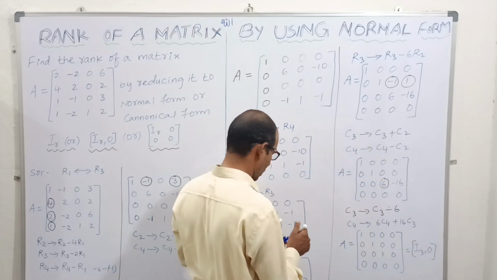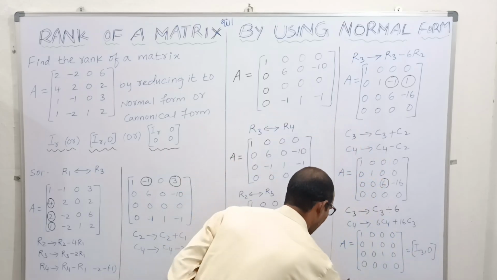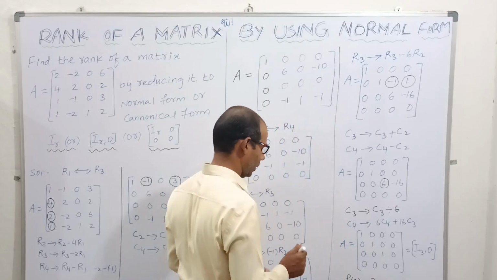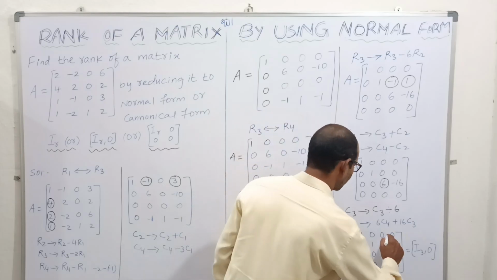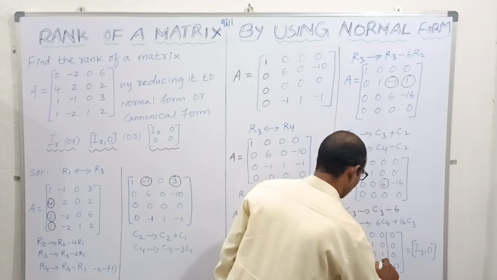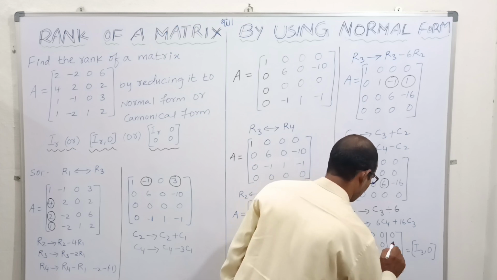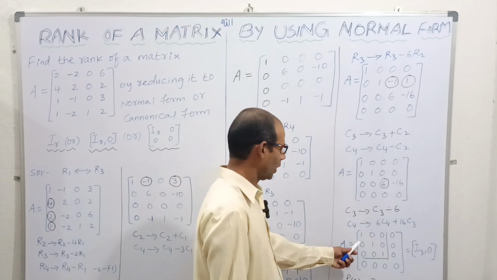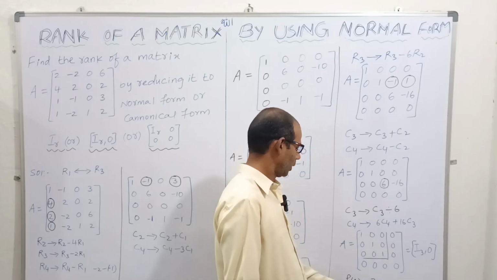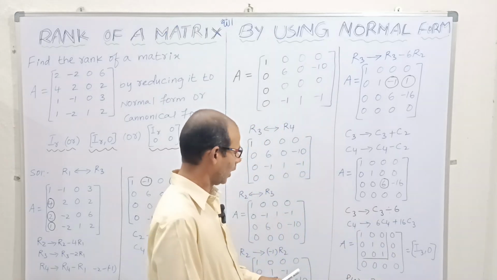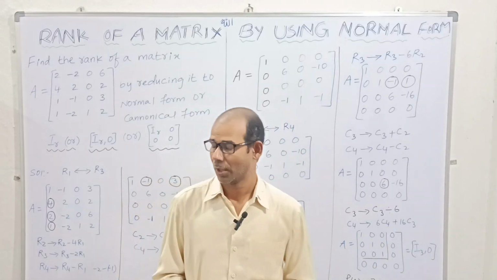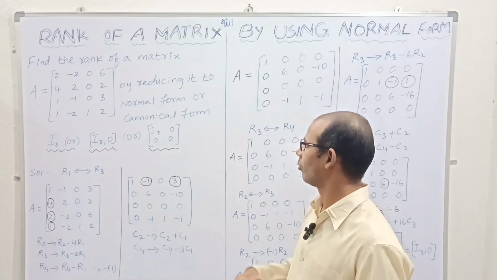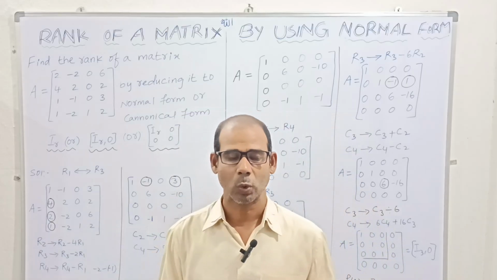So therefore we have the identity matrix, this is the identity matrix. So we have I3 and 0. So therefore the rank of the matrix is 3, and this is the reduction of the matrix into the normal form. So this is the procedure to find the rank of a matrix by reducing it to a normal form.